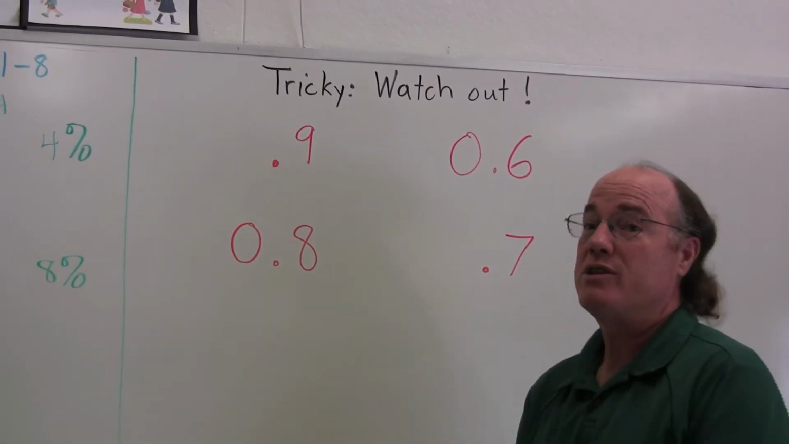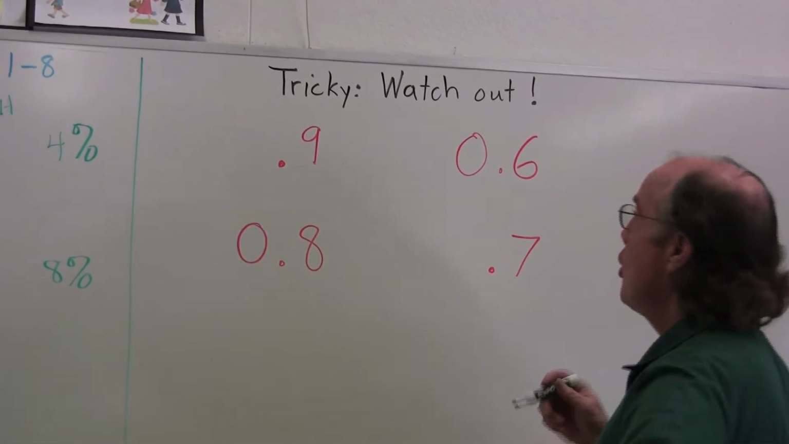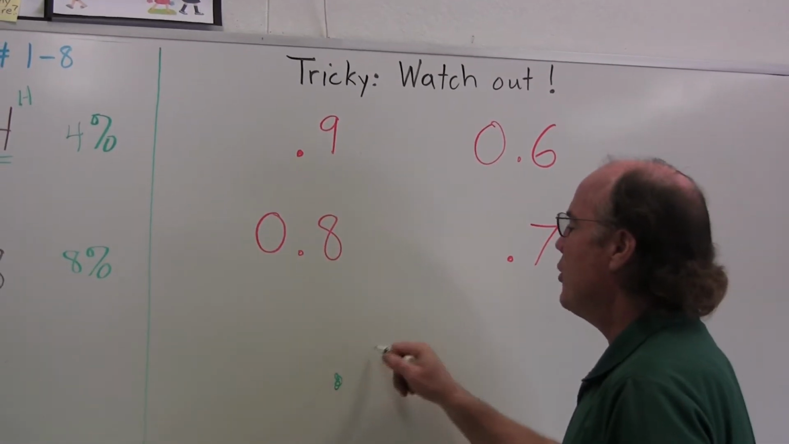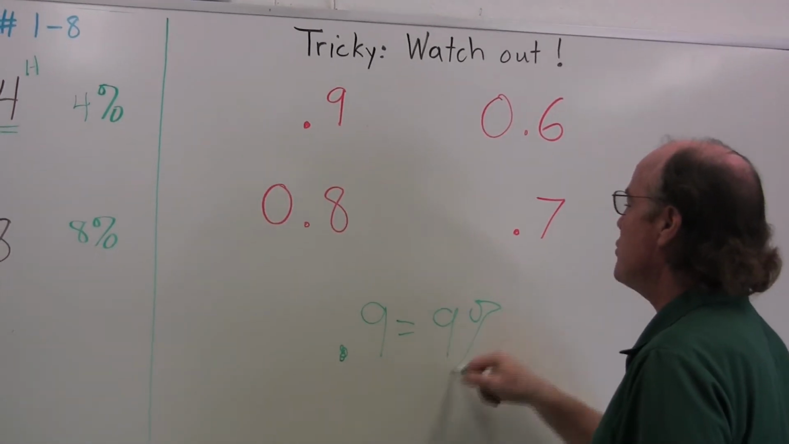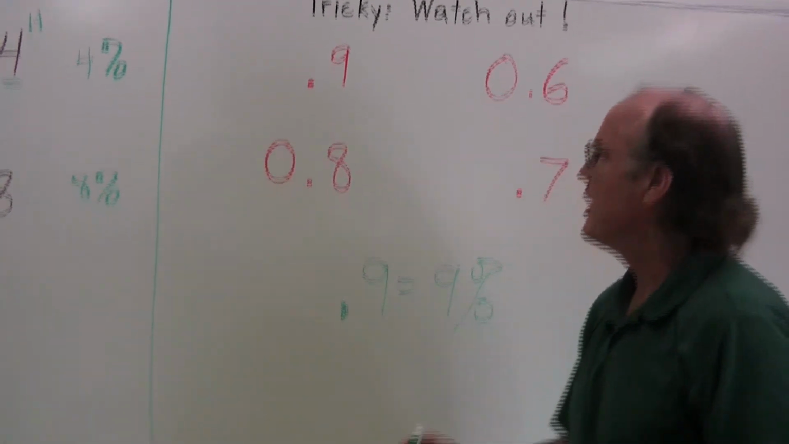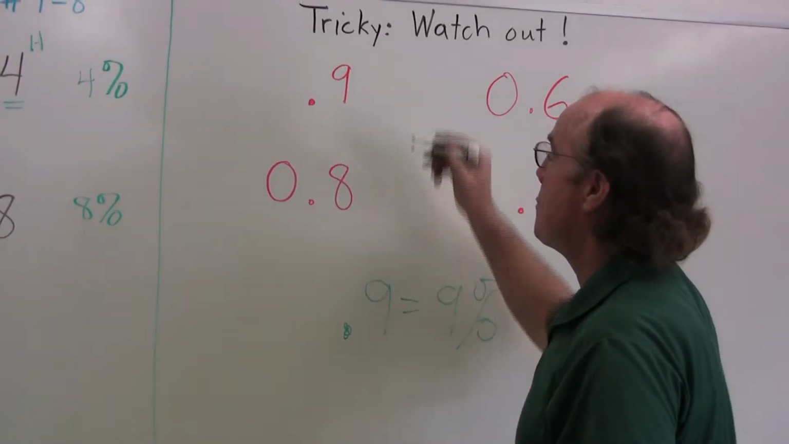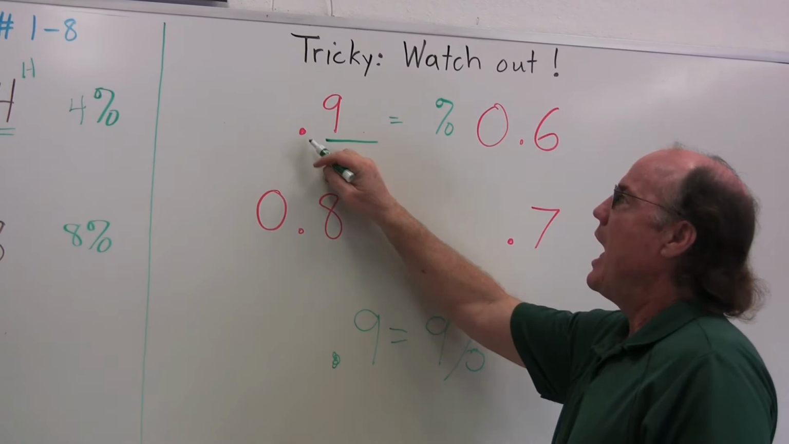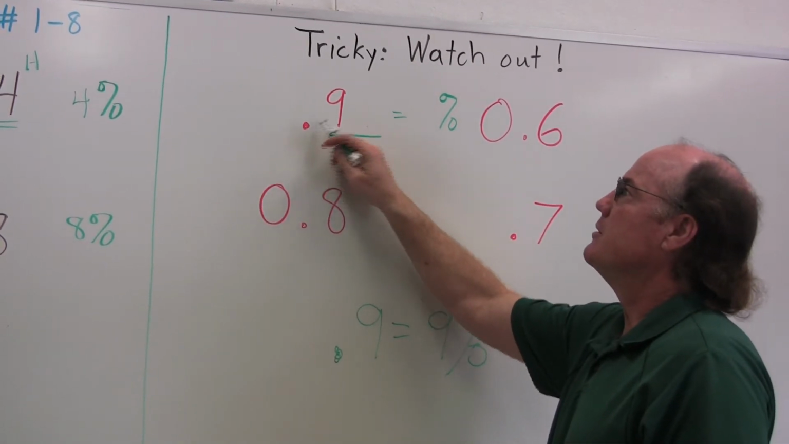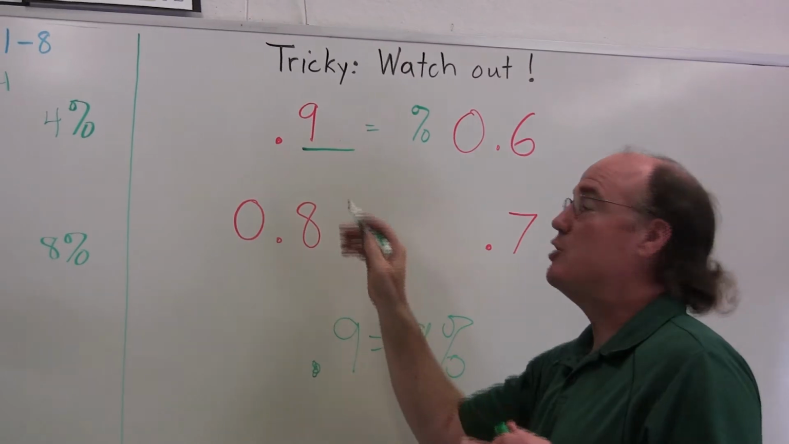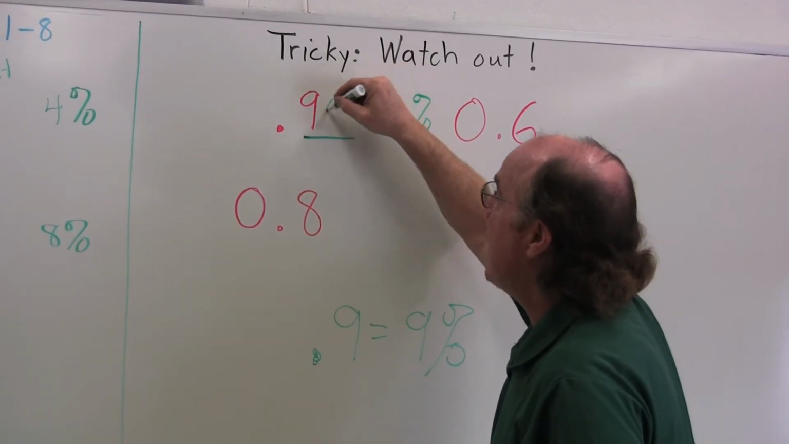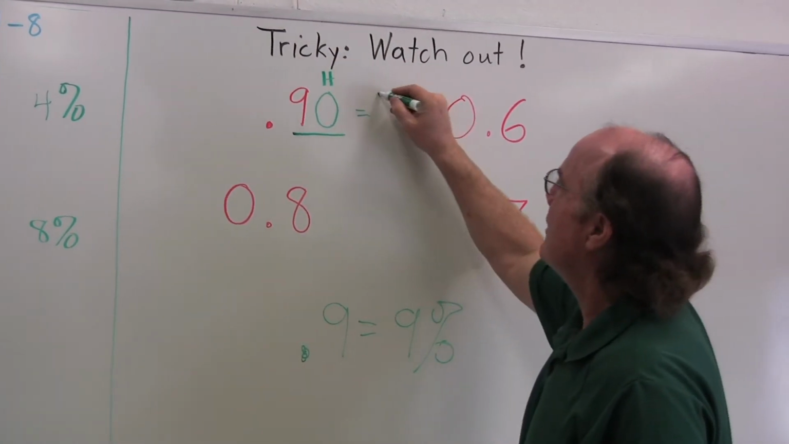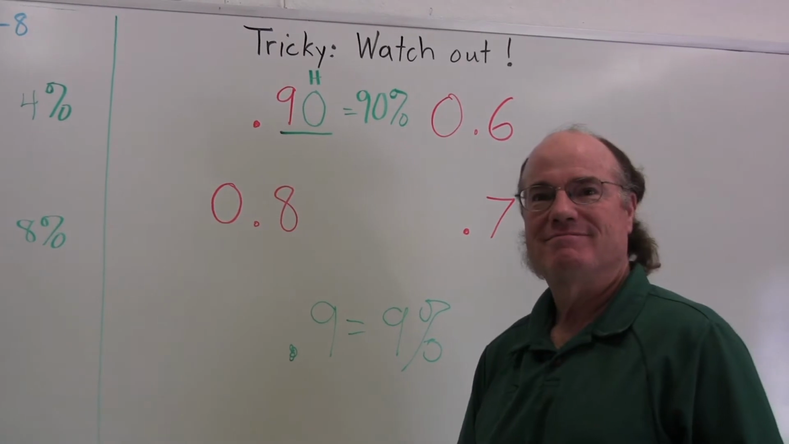Now we'll go to some tricky ones. If you're not careful, this can be very tricky. All right? What we see here is decimal 9, and we're going to think that decimal 9 is 9%. No, that's not how this works. Watch this. Hundredths is equal to percent. How can we make decimal, so 0.9, 9 tenths, into 2 spots here? Watch this. Add a 0. 90 hundredths is 90%. Okay?